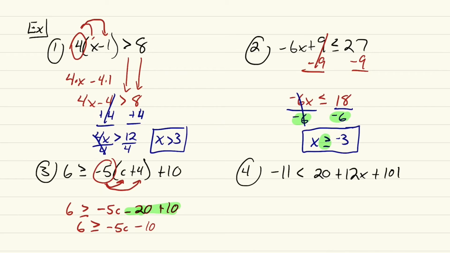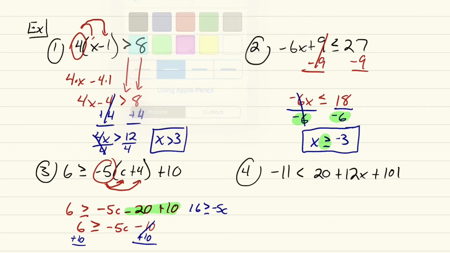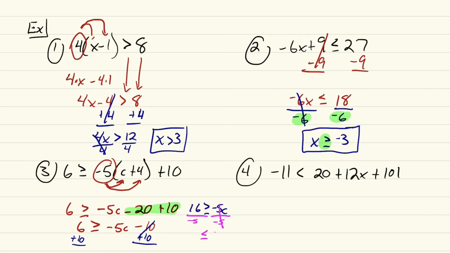Our first step, now that we're done simplifying, is to add 10 to both sides. That gives me 16 is greater than or equal to negative 5c. And then our last step here is to divide both sides by negative 5. And since we've divided by a negative, we got to flip our sign. And that leaves me with negative 16 fifths is less than or equal to c.